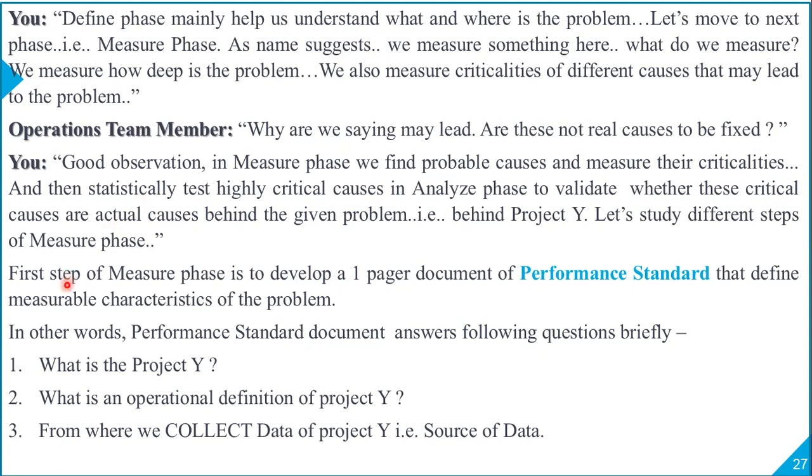First step of measure phase is to develop a one-pager document of performance standard that defines measurable characteristics of the problem. In other words, the performance standard document briefly answers the following questions. A, what is the problem, project Y? B, what is an operational definition of project Y? C, from where do we collect data of project Y, that is the source of data?